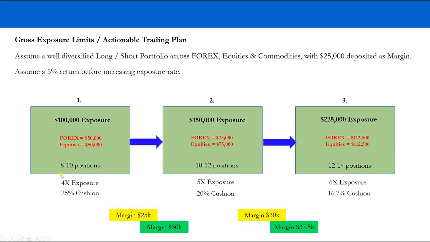We start off small, we ease our way in as we prove to ourselves that we have the ability to make money. We increase our exposure rates, and instead of having linear returns in our portfolio, we end up seeing close to exponential returns, or better than exponential returns. This is what we want to be doing.